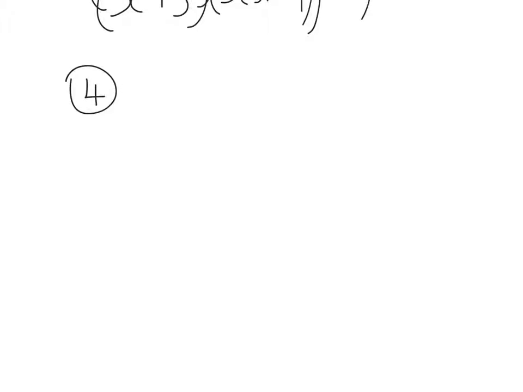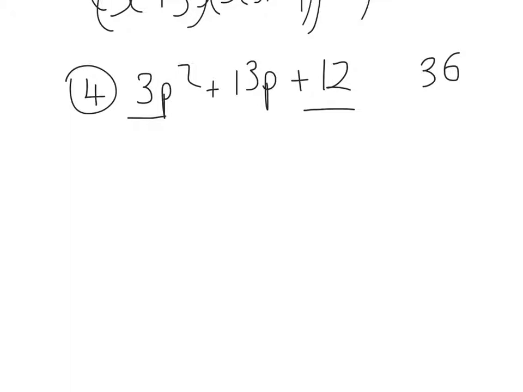Example 4, we're going to factorise 3p squared plus 13p plus 12. We're going to use a method called the Berry method for this one. So 3 times 12 is 36. Our first move is to multiply together the front and back numbers. 3 times 12 is 36, so I'm looking for two numbers that multiply to give 36 and add together to give the middle number, which is 13. If you take your time and think about it, that's 9 and 4. 9 times 4 is 36, and 9 plus 4 is 13.